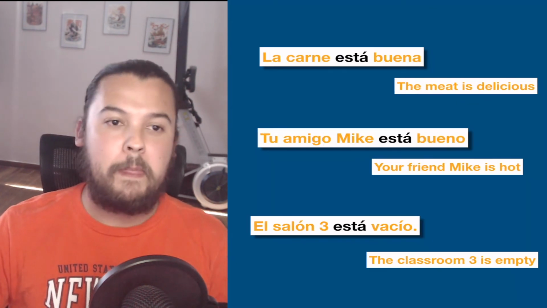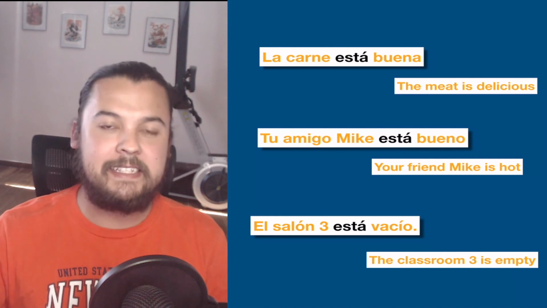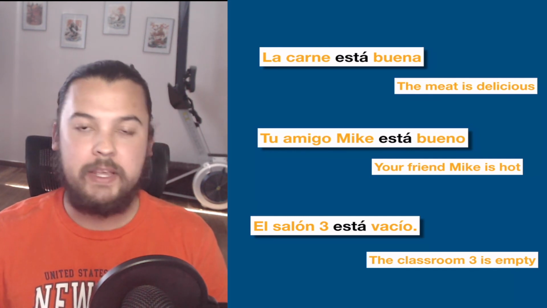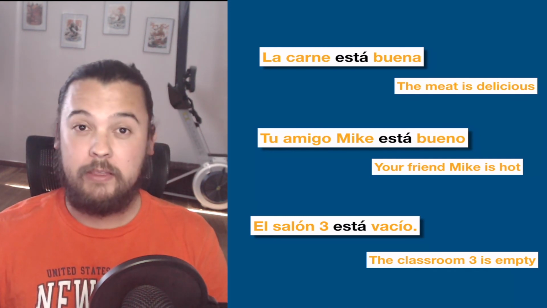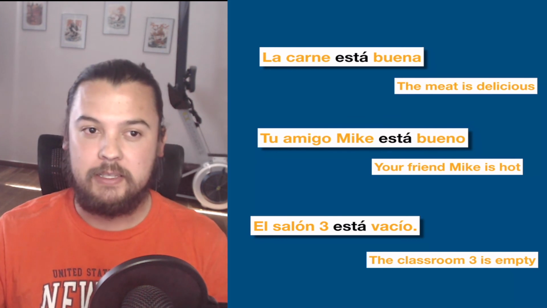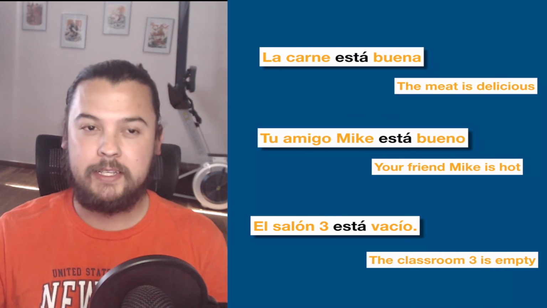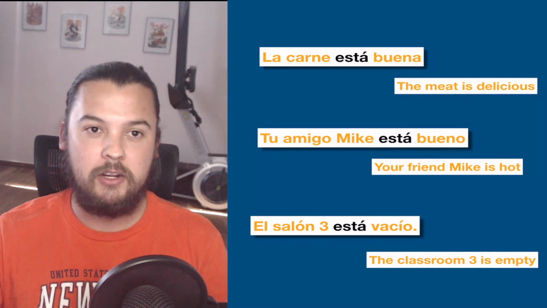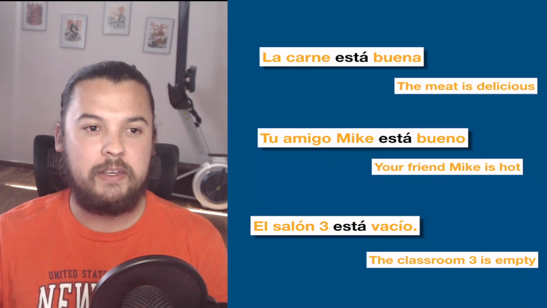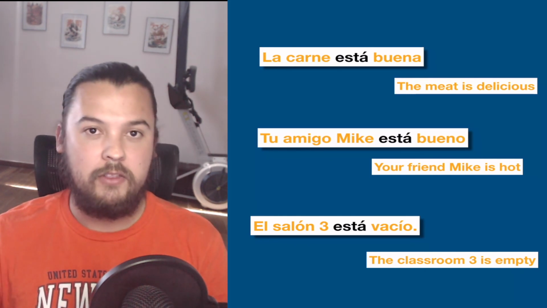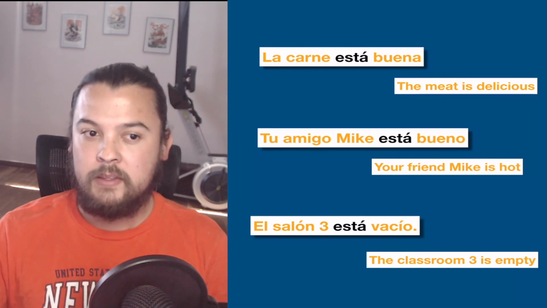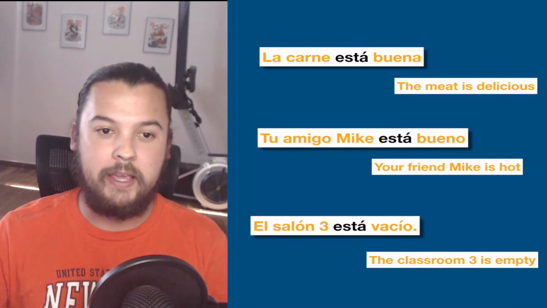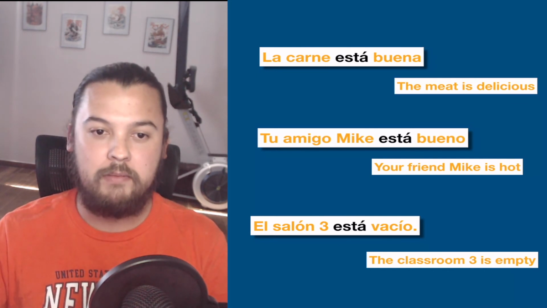Let's see some examples. La carne está buena. The meat is delicious. Now, can we interpret that sentence as the meat is hot and sexy? No, because meat is an object, right? So you will not identify nor call meat sexy. But can you say, tu amigo Mike está bueno? Yeah, your friend Mike is hot.